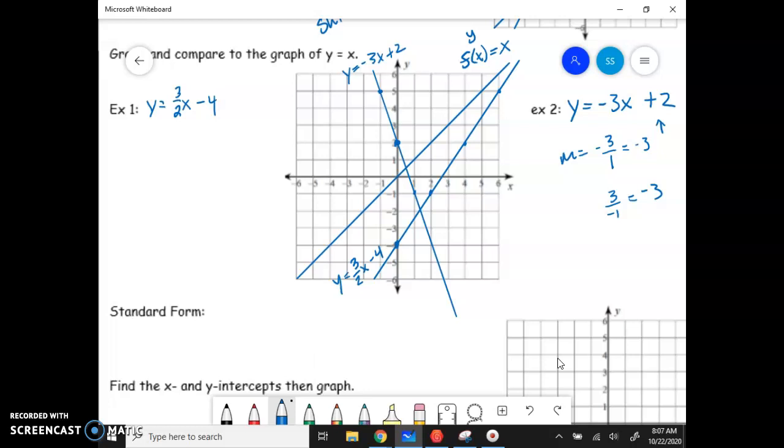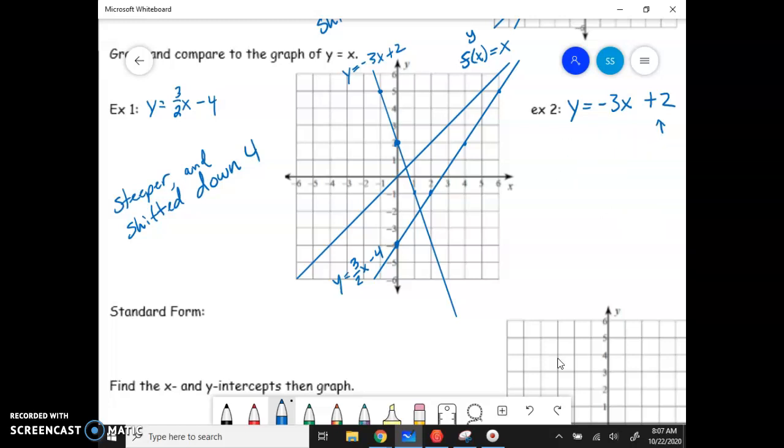So for the first one, this line right here, it is definitely steeper, right? Think about if you had to climb up this hill. Certainly looks like climbing up this hill would be a little bit harder than this one. Okay, so this one is definitely steeper, and it's shifted down 4.